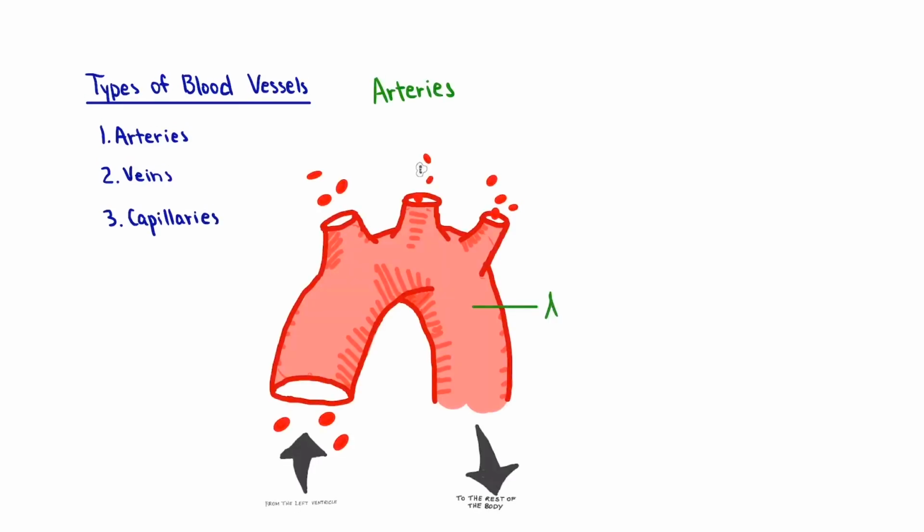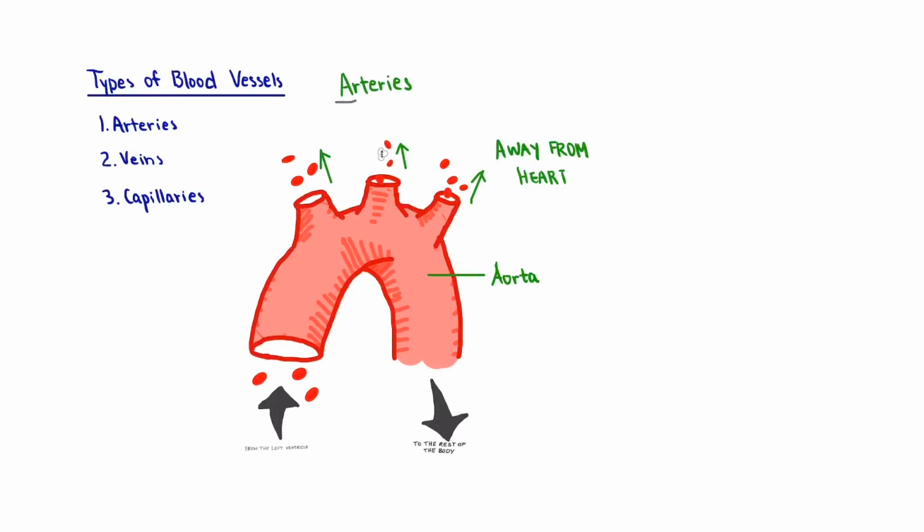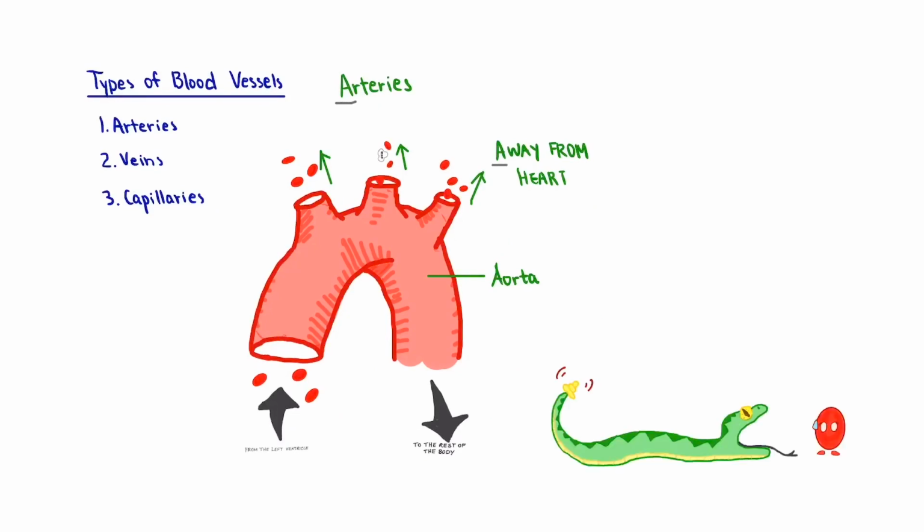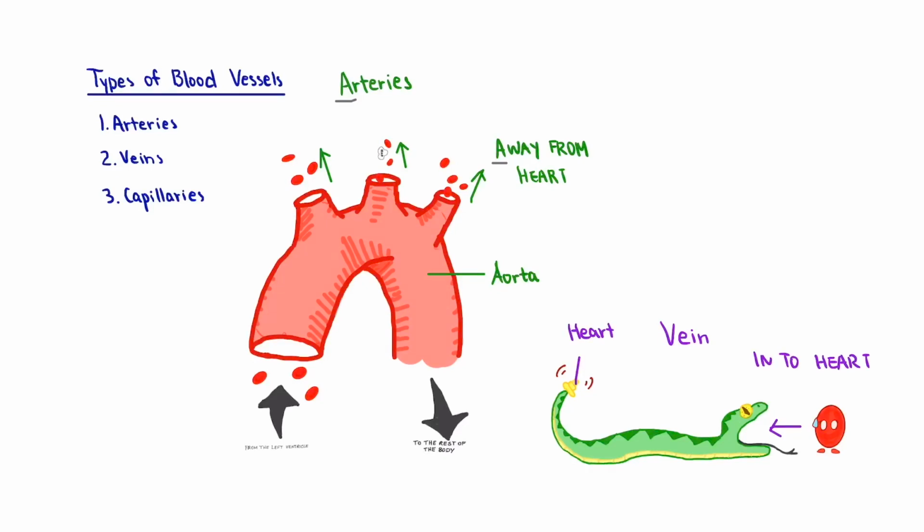Arteries carry blood away from the heart. This is easy to remember using alliteration, as away and arteries both begin with the letter A. Veins carry blood into the heart, which again is really easy to remember as the word vein ends with "in", and the blood is coming in to the heart.